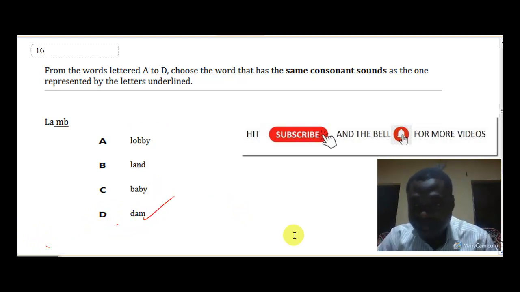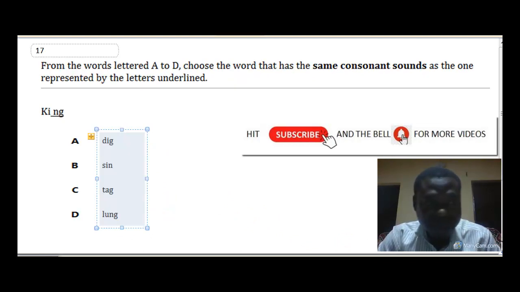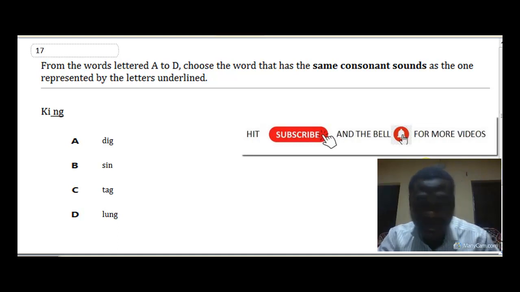Okay, 17. King. Option A, dig. Option B, sin. Option C, tag. And option D, lung. So lung is the answer.